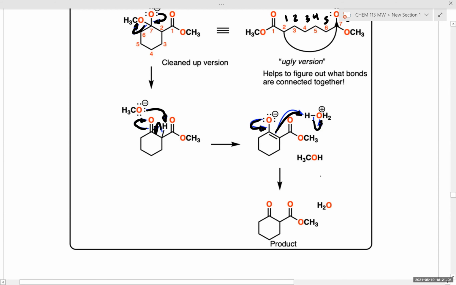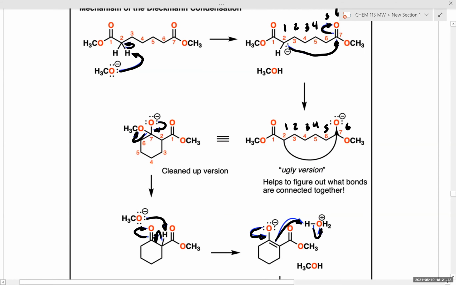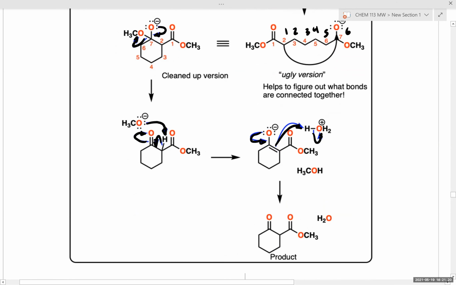Again, we can get regiocontrol because the Claisen condensation is only favorable if you can get that deprotonation step to occur. Does this mechanism make sense to everyone? It's the same Claisen mechanism.